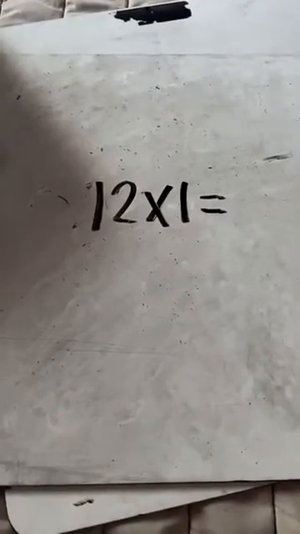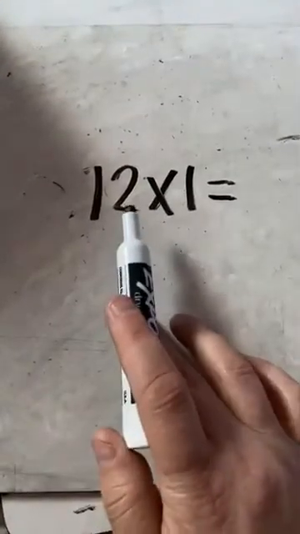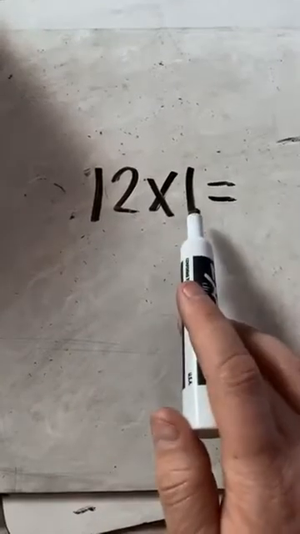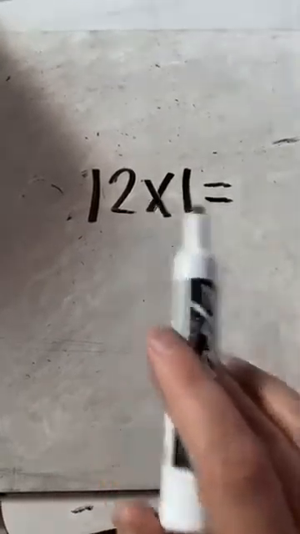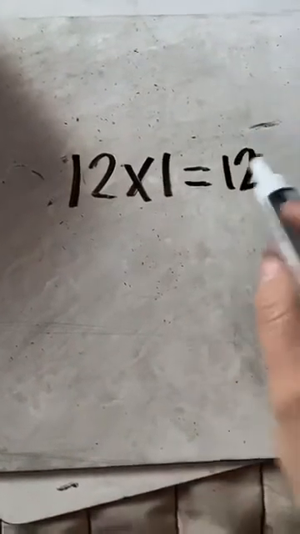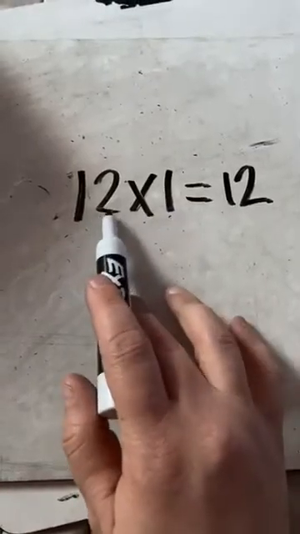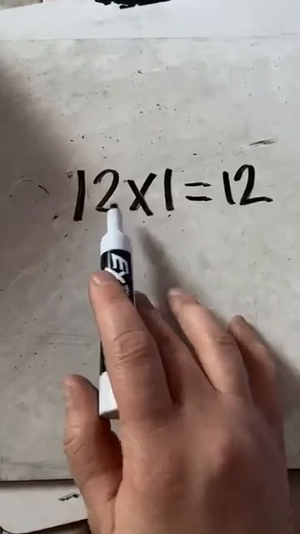Ooh, this one's tricky. 12 times 1. Well, I have 12 equal groups and I only have 1 in them each. So what's that going to be? You're right, it's going to be 12 because I know that when I'm multiplying by 1, it's always going to be this number. It's always going to be that number.